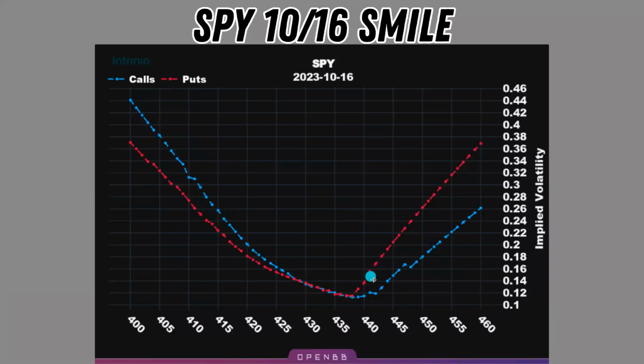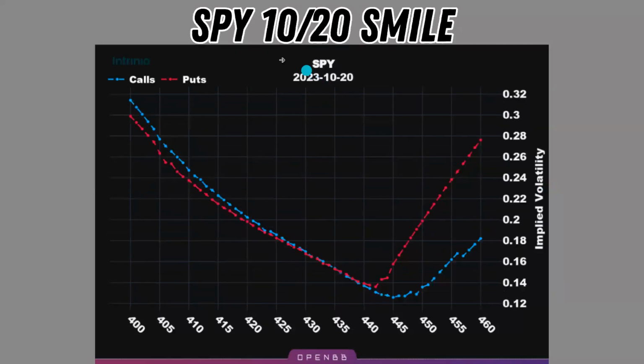So what we're seeing is that, as the strike prices go up higher, implied volatility for those put options is increasing here. And it's much more elevated than the call options there. And then we have Friday's expiration here. We're seeing something very similar.